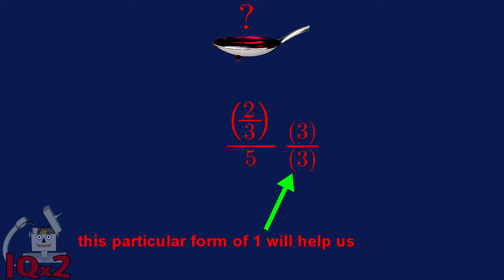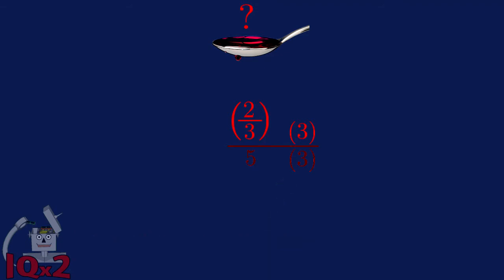Let's work with just the top half here. When we multiply 2/3 times 3, we get 2 times 3/3, and the 3s simplify, leaving us with 2/1, which simplifies to just 2. So that really cleaned things up on the top. Now let's take care of the bottom.